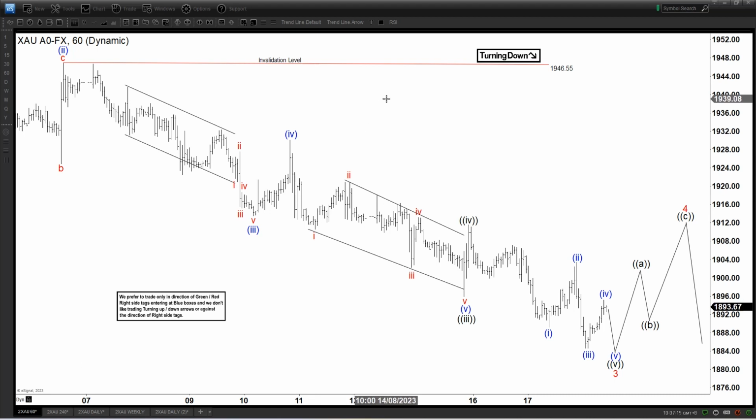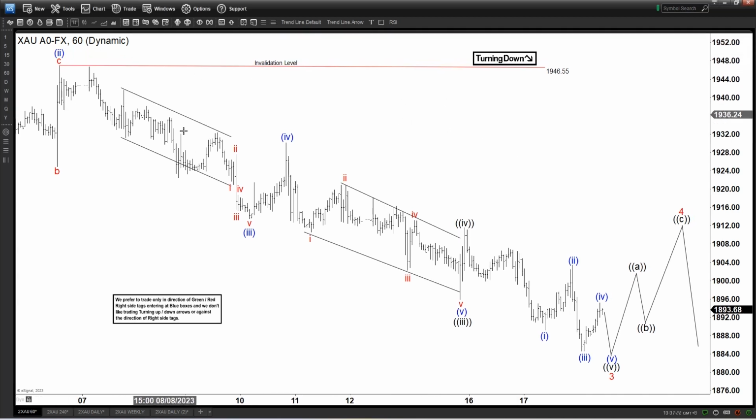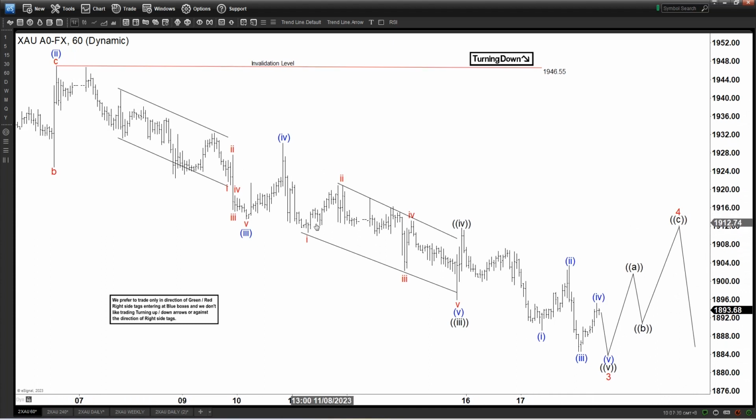So today we're gonna be updating the chart of gold, 60 minutes time frame. We can see right here we are going down in an impulsive sequence. Now again, if you only look at the 1 hour, then you will basically have no idea of what will be the higher degree outlook, right?